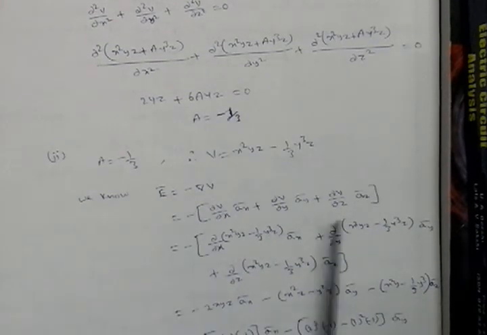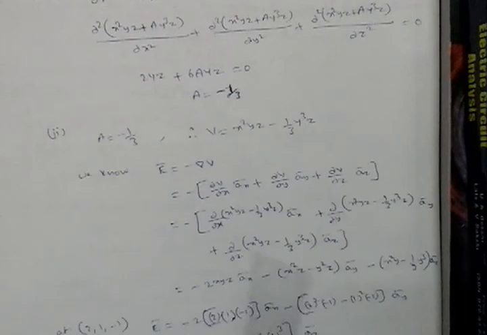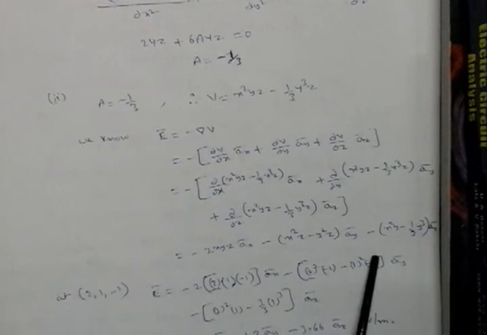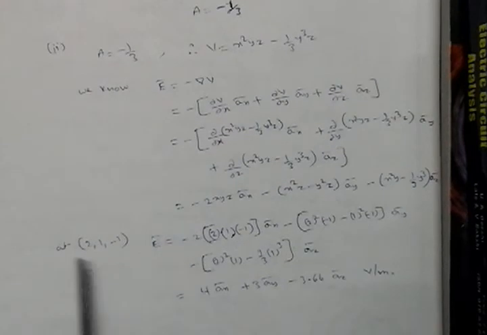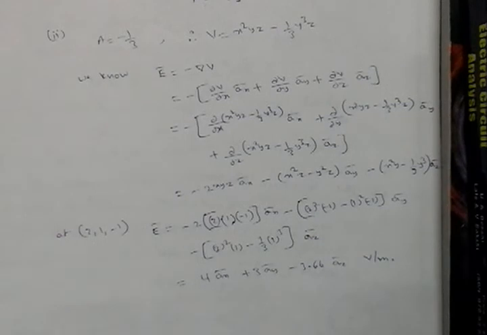Cartesian coordinate system. Write down the complete formula, then substitute the V value in all three unit vectors, and you will get the E value. Now the question is: at the point (2, 1, -1), what is the value of E bar? Substitute x equal to 2, y equal to 1 and z equal to -1, and finally you will get the final answer.